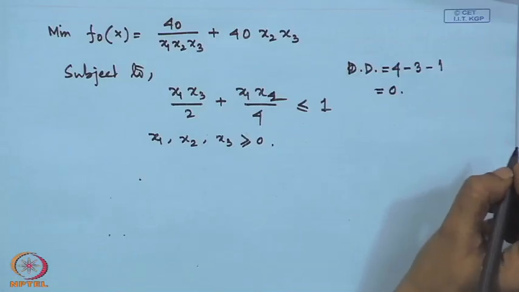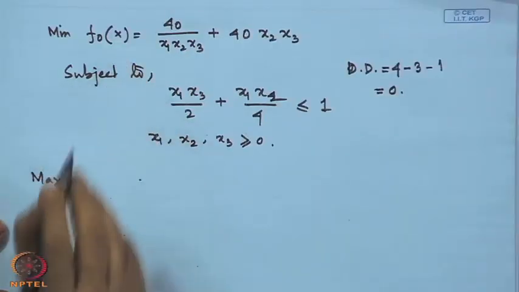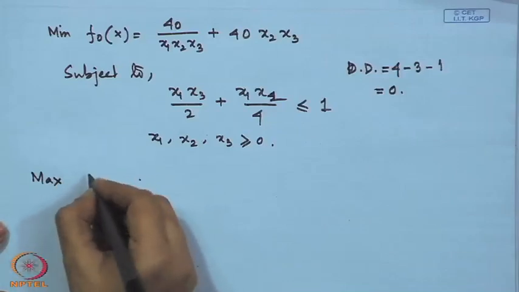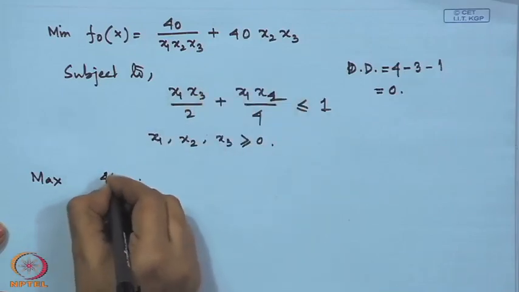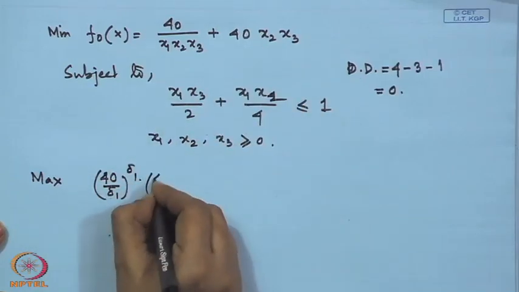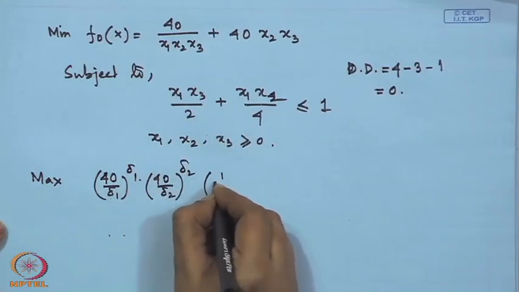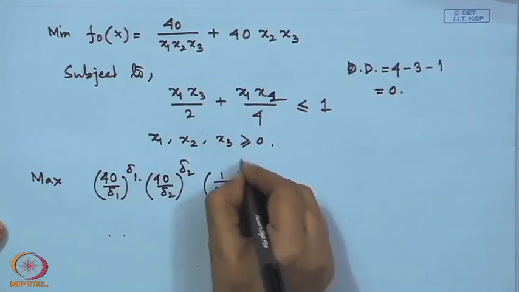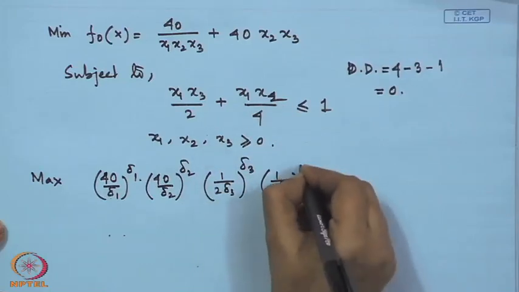We can conclude that we will get the unique solution for this geometric programming problem. Now, if we consider the dual, let me construct the dual objective function first. Maximization of (C1 by delta 1) to the power delta 1, that is (40 by delta 1) to the power delta 1, here also (40 by delta 2), here 1 by 2 delta 3, here it is 1 by 4 delta 4.